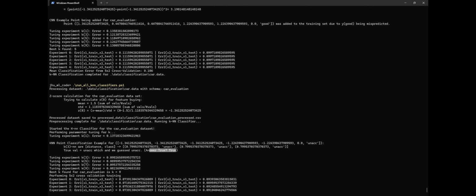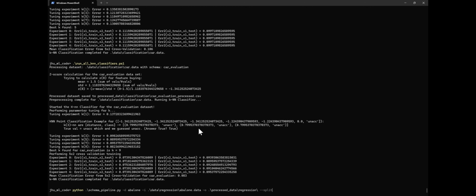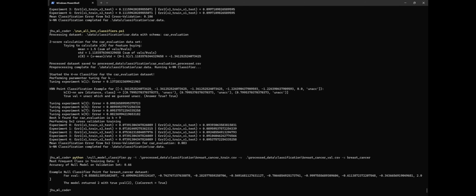Next I'll show you my null classifier. The null classifier is essentially the model that just returns the mean value for every single data set. So we are going to be running that. It's really quick. This was run on the breast cancer data set, and this gave a 66% accuracy. As you can see, this x value was passed in. The model returned 2, which means benign, which is correct.